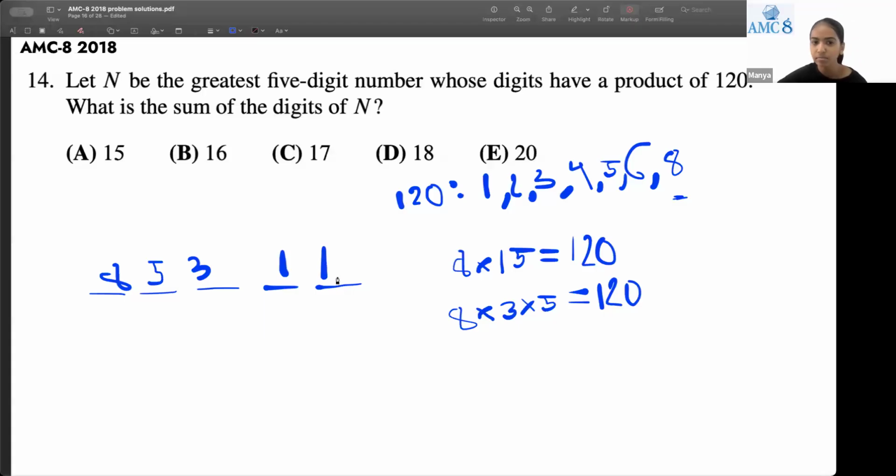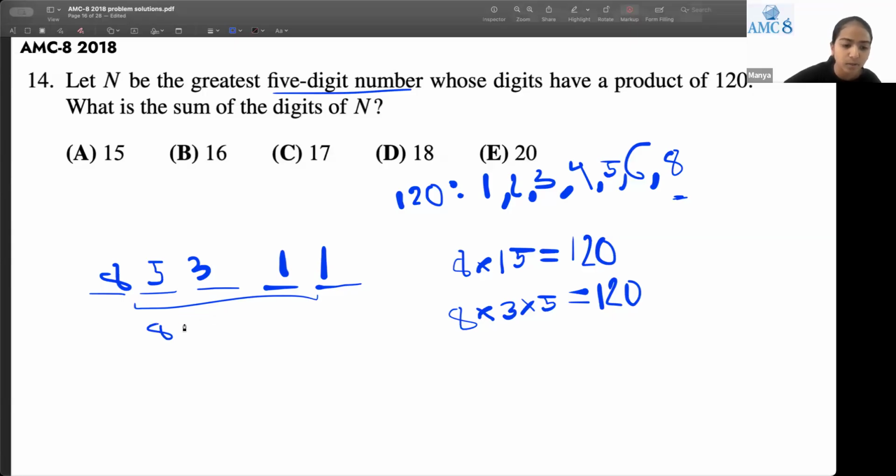Well, then why can't we place as many 1s as possible? Well, that's because this number is a 5-digit number. It's only 5 digits. So then that means that the 5-digit number is 85,311. Well, so we're going to have to add all these up, because they're asking for the sum.